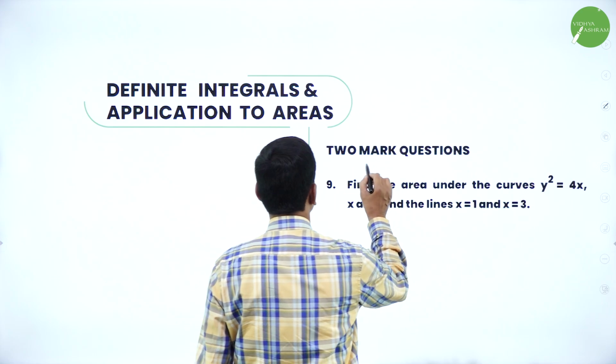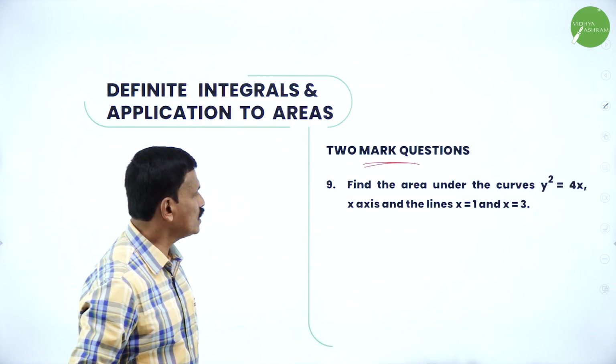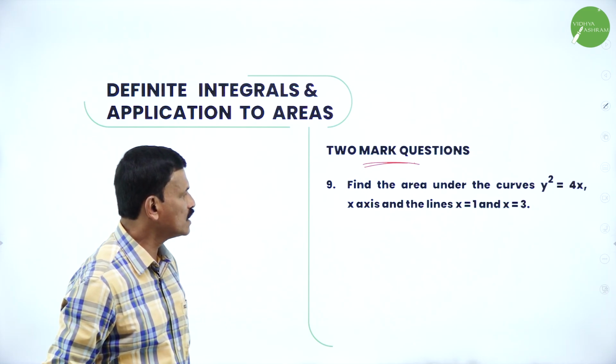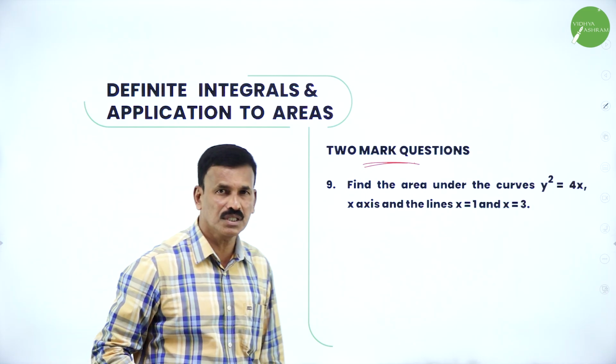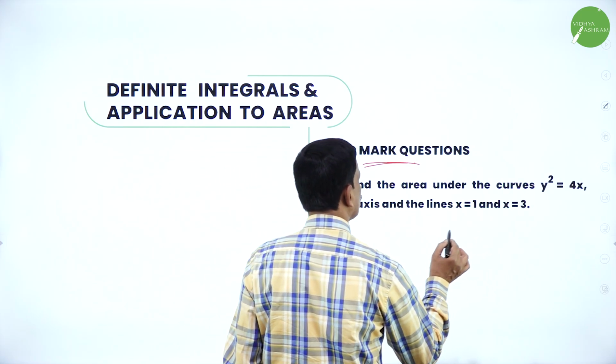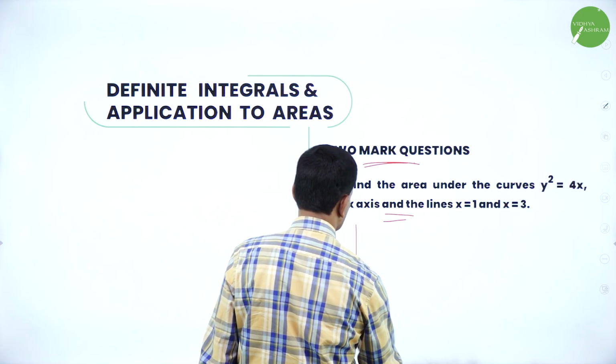Again, these are also 2 marker questions. So, application of integrals. Find the area under the curve y square is equal to 4x, the x-axis, and the lines x is equal to 1 and x is equal to 3. Now this is very important.